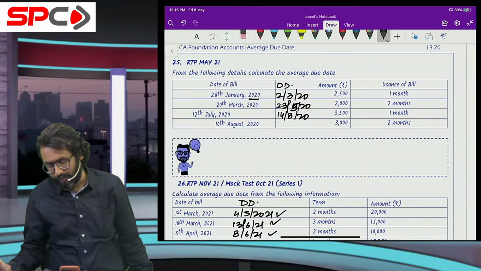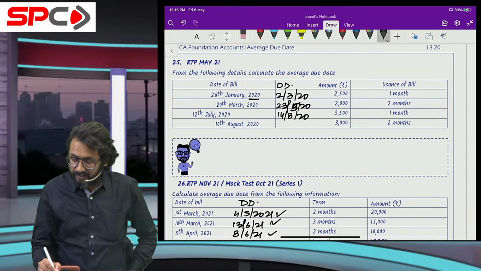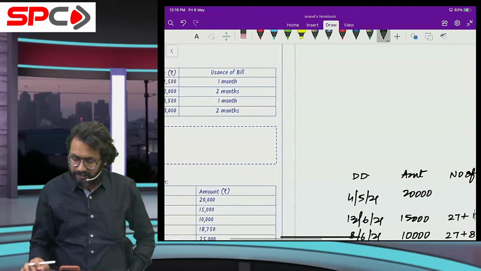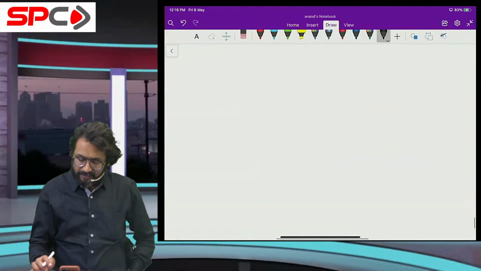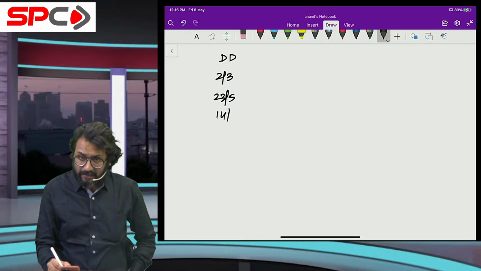10th August, you add 2 months. So 10th August plus 2 months becomes what? September, October, so can I not say 13th October 2020? Agreed? Now you please tell me what is the due date? 2nd March, then 23rd May, then 14th August, then 13th October. So amount, what is the amount?